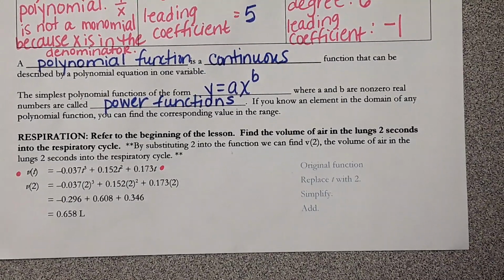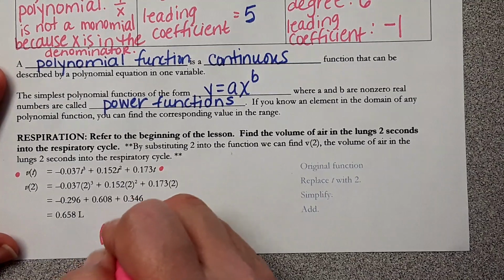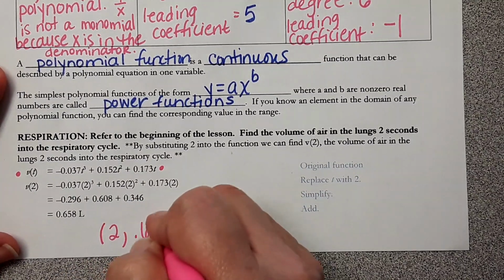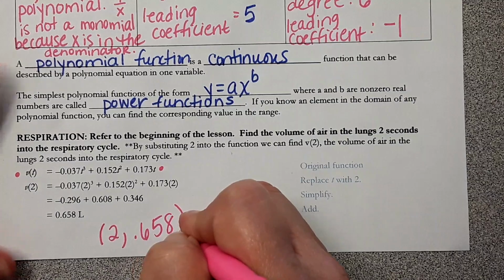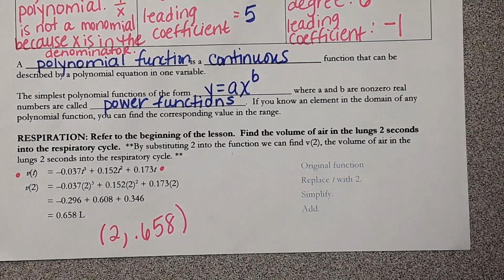I plugged it in, I got the answer, and when you go to write it, it would be 2, 0.658. Because you plugged in 2, you got 0.658, that point is somewhere on our function.